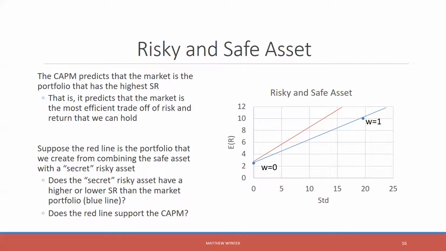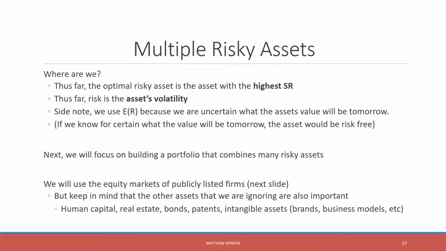Does the red line support the CAPM? No, it does not. Under our CAPM, the world market portfolio should be the most efficient portfolio that exists. If we've identified some secret risky asset where, if we mix and match between our risk-free bond and our secret risky asset, we can do better than holding the world market portfolio, then our CAPM is failing us. And again, when we say do better, what we mean and what we'll always mean is the efficient trade-off of risk and return.